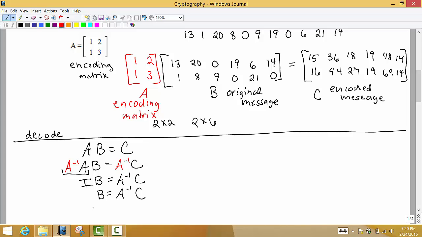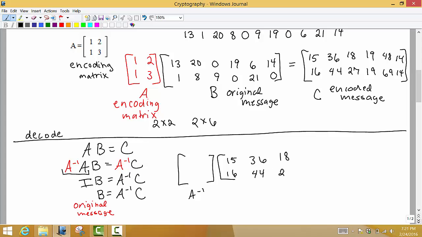So if I want to get back to the original message, and that's the matrix B, if I want to get that all by itself on one side, then I have to take my encoded message here, which is C, and I have to multiply on the left by the inverse of our matrix A. So our inverse matrix has to be multiplied times that encoded message C.